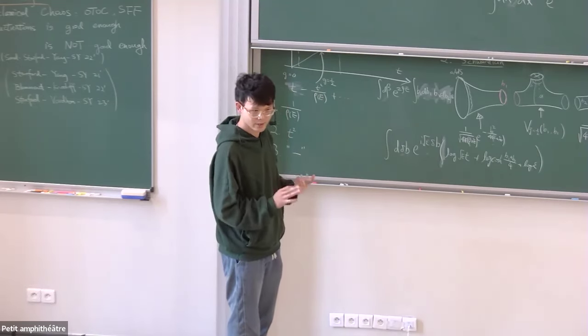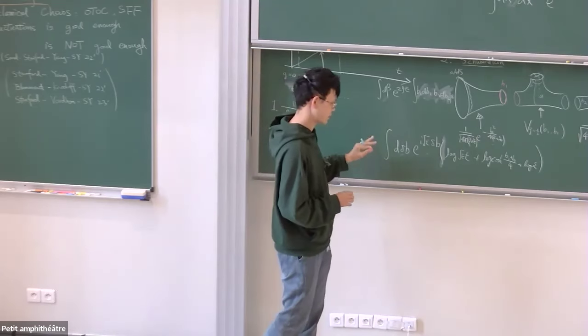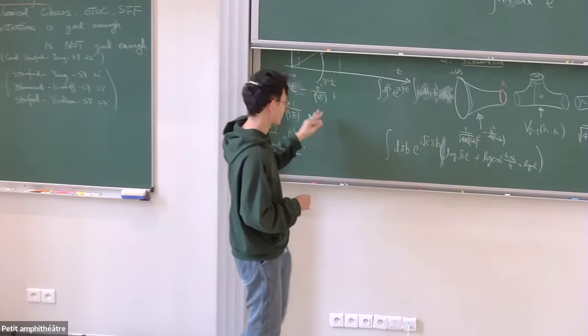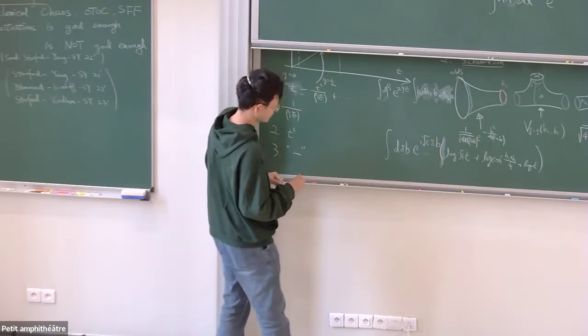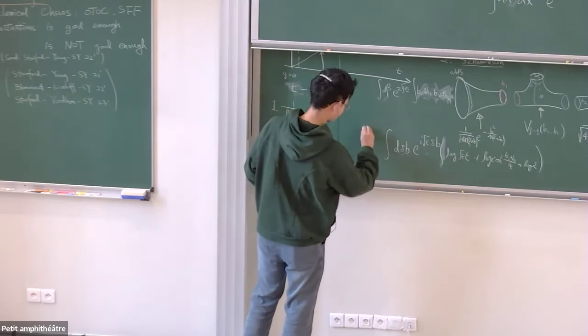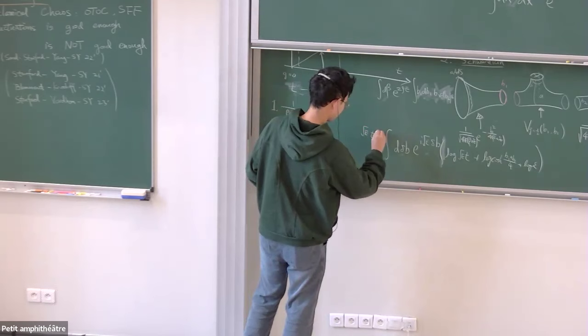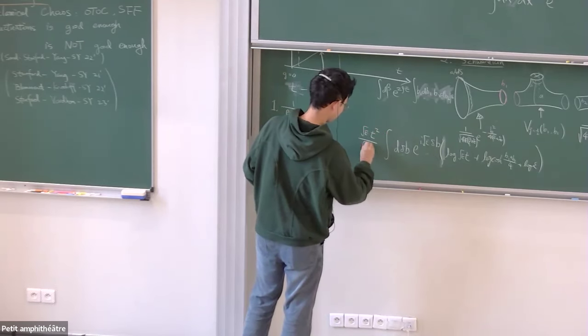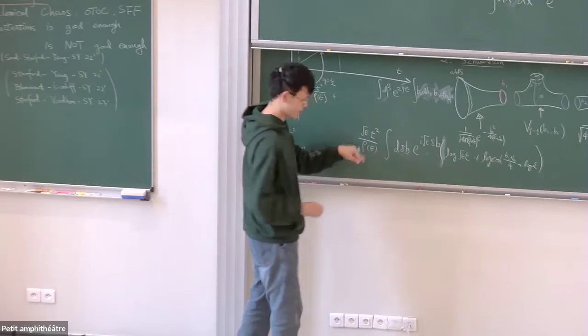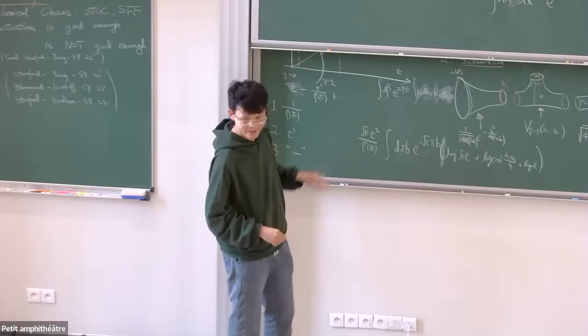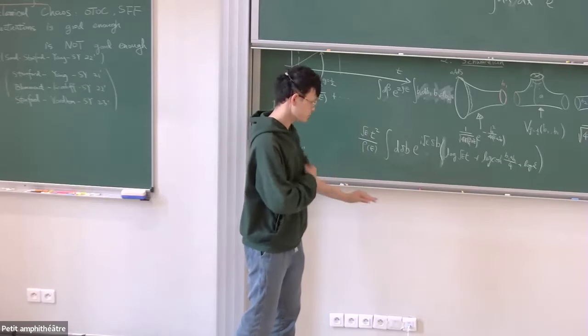Okay, so first step, we just do this computation. Let's compute this thing and check whether it reproduces it. Unfortunately, I'm not going to explain where this factor comes from. It just comes after doing the computation.